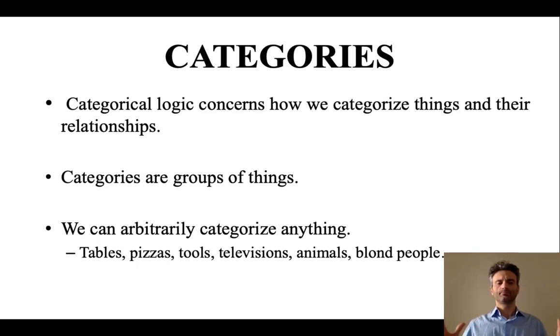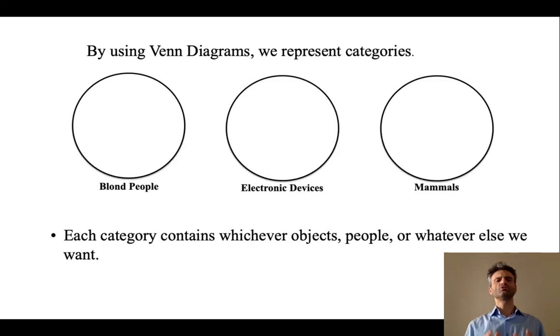As I said, we can do this arbitrarily. We can collect tables, pizzas, tools, televisions, babies, blonde people, Martians, and so on. We use Venn diagrams for categorical logic. Although Venn diagrams are not traditionally ancient, they were invented by John Venn. We use circles. I'm sure you are familiar with Venn diagrams. They teach you these things in middle school, high school. At one point in your life, you know Venn diagrams.